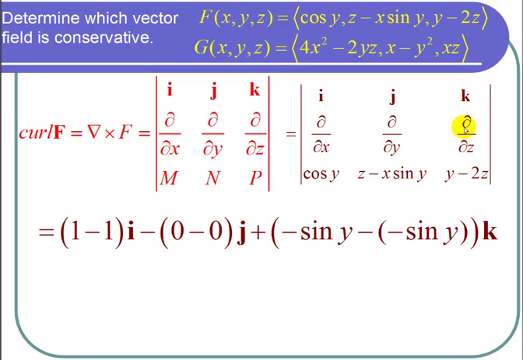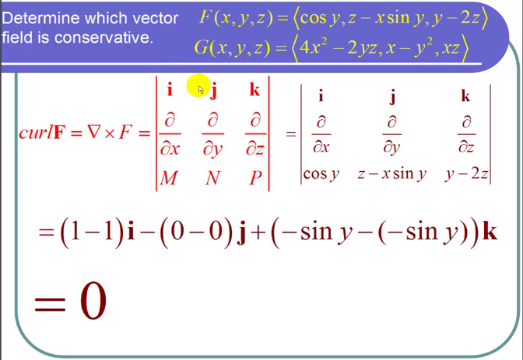And then for the kth component, we take del over del x of z minus x sine of y, and that's negative the sine of y. And then we take del over del y of the cosine of y. So we subtract negative the sine of y, and that's times k. So now we simplify. 1 minus 1 is 0. 0 minus 0 is 0. And negative the sine of y minus negative the sine of y is also 0. So this is indeed the 0 vector.